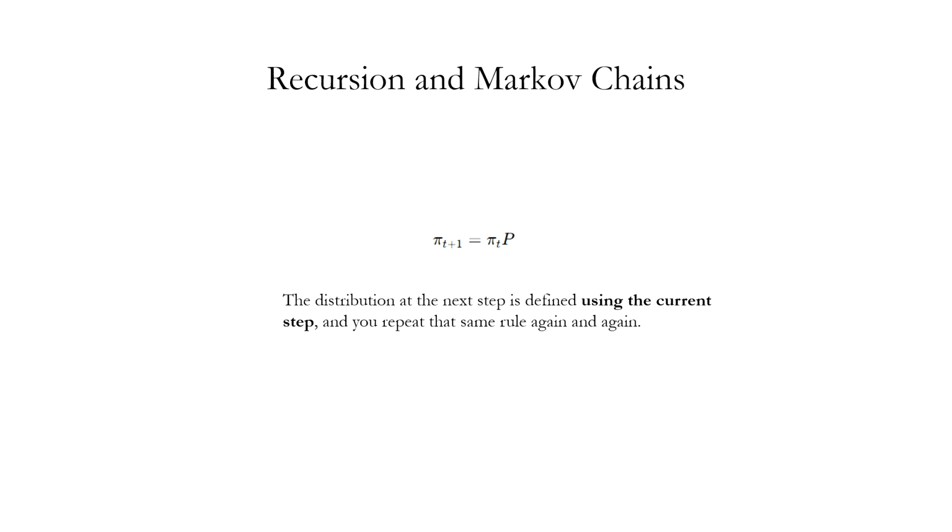Now let's talk about recursion and Markov chains. We know that pi t plus 1 is equal to pi t times P, okay? The distribution at the next step is defined using the current step, and you repeat that same rule again and again.